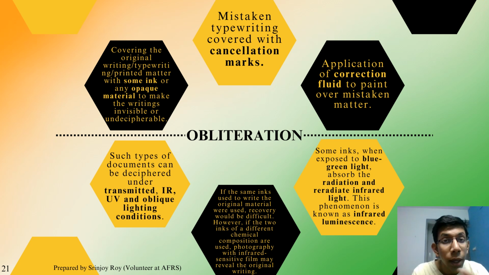How will you determine obliteration? You determine it by exposing it to blue-green light, or maybe exposing it under infrared light, or maybe using transmitted or oblique lighting conditions.